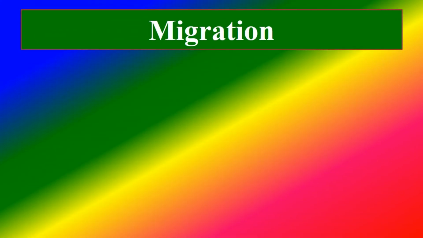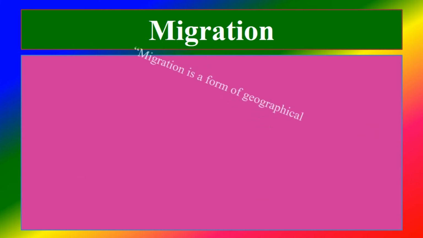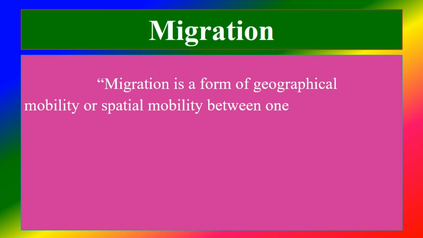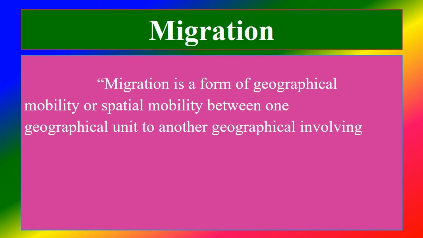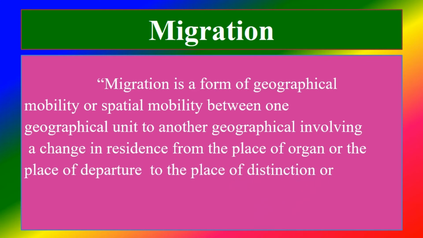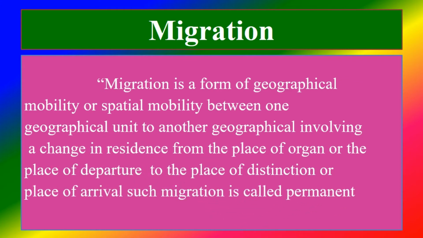What is meant by migration? Migration is a form of geographical mobility or spatial mobility between one geographical unit and another, involving a change in residence from the place of origin or the place of departure to the place of destination or the place of arrival. Such migration is called permanent migration.